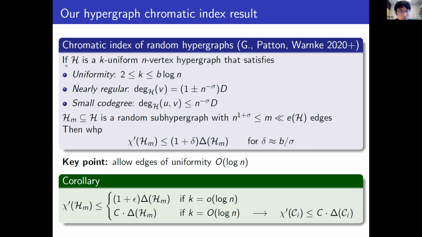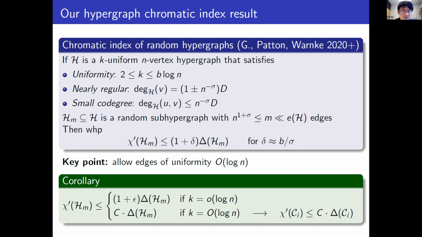If you have a host hypergraph H, which is a k-uniform, n-vertex hypergraph, it satisfies that the uniformity of the hypergraph is at most some constant B times log n. So the uniformity can be very large, as large as log n. And it's nearly regular, which means almost all vertices of H are in roughly the same number of hyperedges. And it has small codegree, which means any two vertices of H are in a small number of hyperedges. So if your host hypergraph H satisfies these properties, and then you have a random subhypergraph H_i that takes m edges uniformly at random.